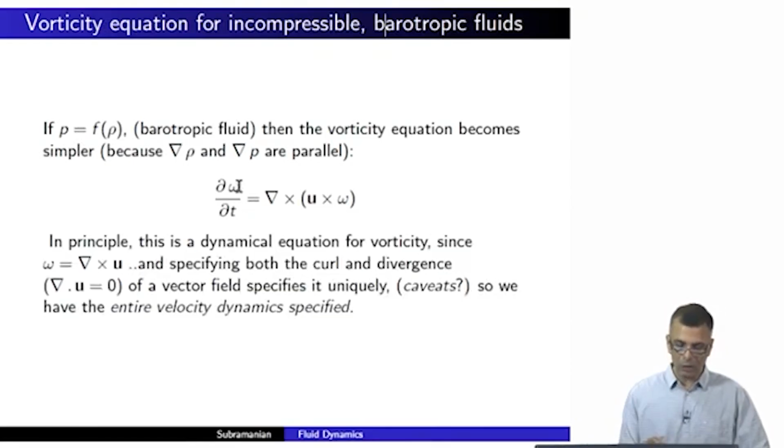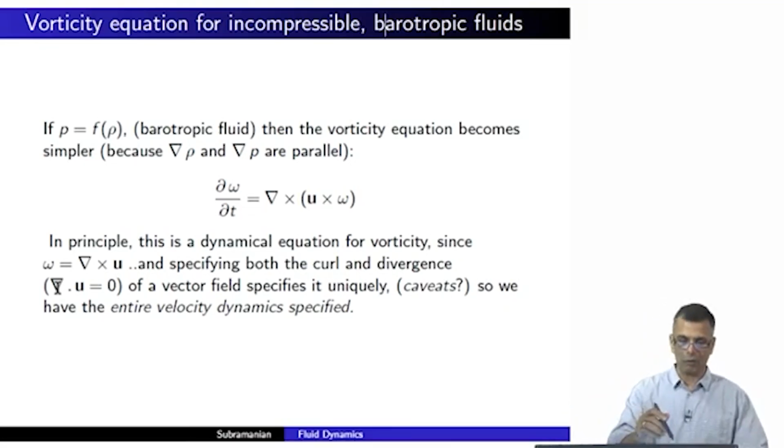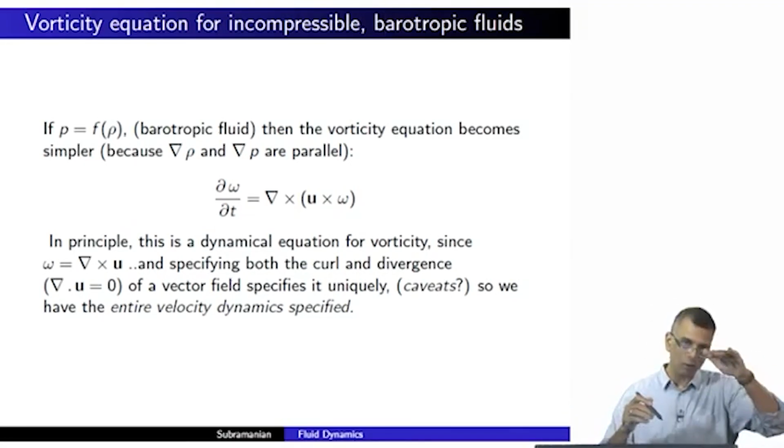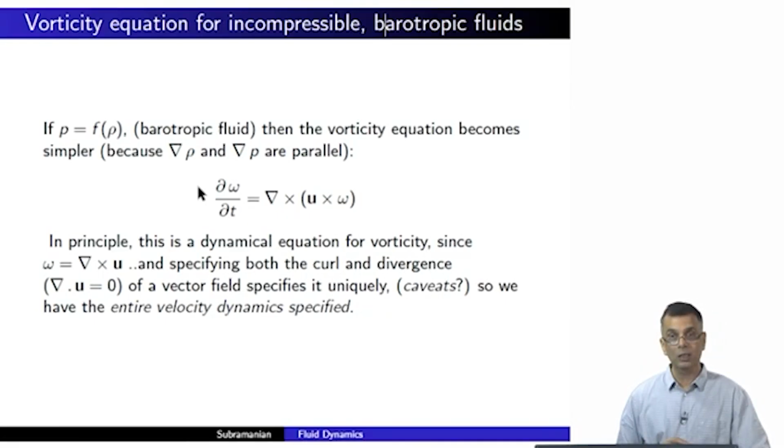But the point is, you are looking for an evolution of the curl, and you're looking at a situation where the divergence of u is 0. So you're in effect specifying both the curl and the divergence, and so it specifies the entire velocity field uniquely, with some caveats about the well-behaved nature of u at infinity, or if you're specifying a boundary, you have to specify the boundaries properly. But essentially, this is a full dynamical equation for the vorticity, or equivalently the velocity field.